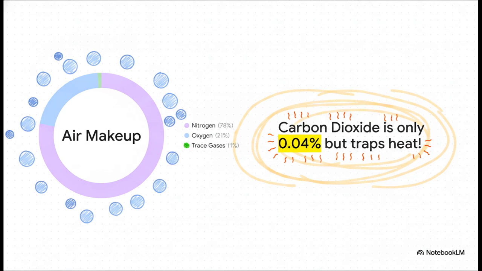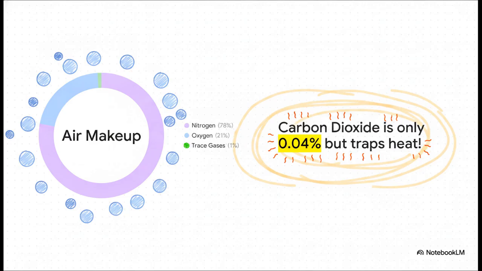Fast forward to today, what exactly are we breathing right now? Well, if you grabbed 100 molecules of air, 78 of them would be nitrogen. That basically just fills the space. 21 of them would be oxygen. That leaves just one single molecule for literally everything else, including argon, water vapor, and carbon dioxide.